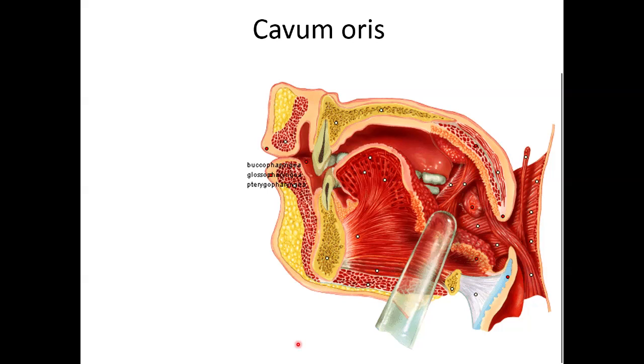and now I use this red arrow to demonstrate first part of cavitas oris, or vestibulum oris in Latin. Vestibulum oris. What is vestibulum oris? It's part of oral cavity which is between the next walls.